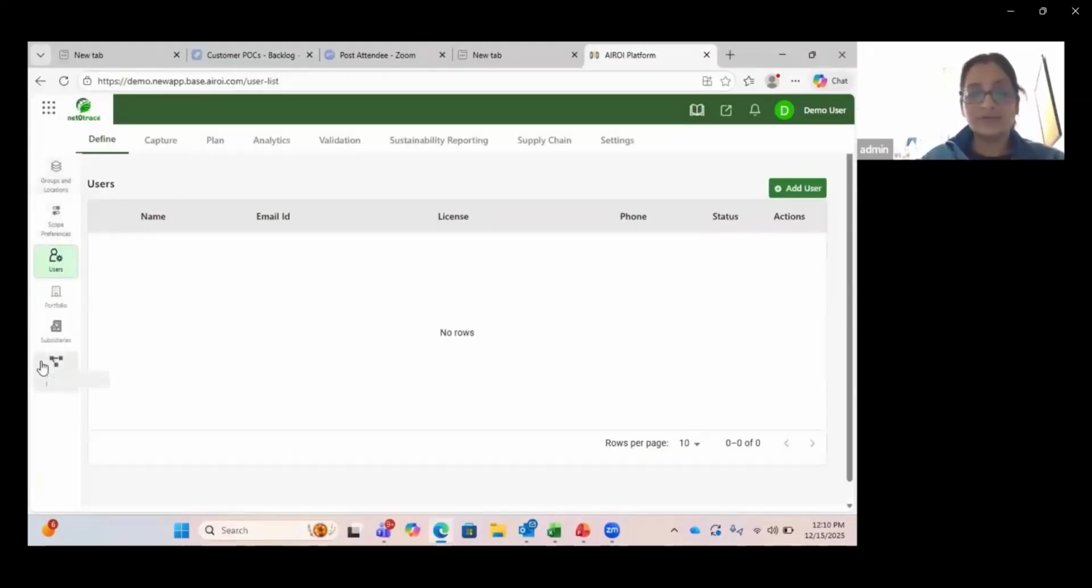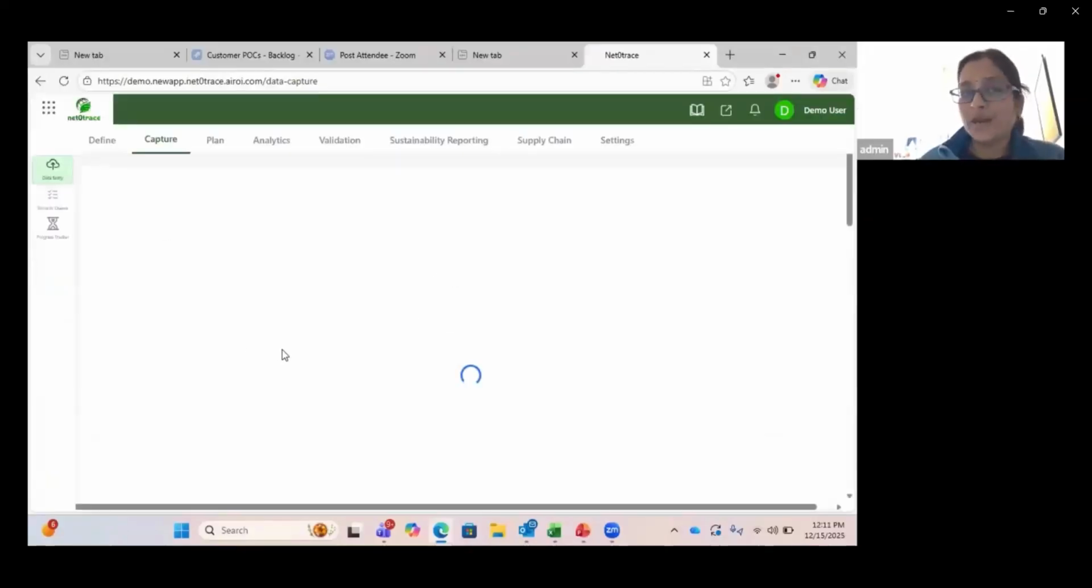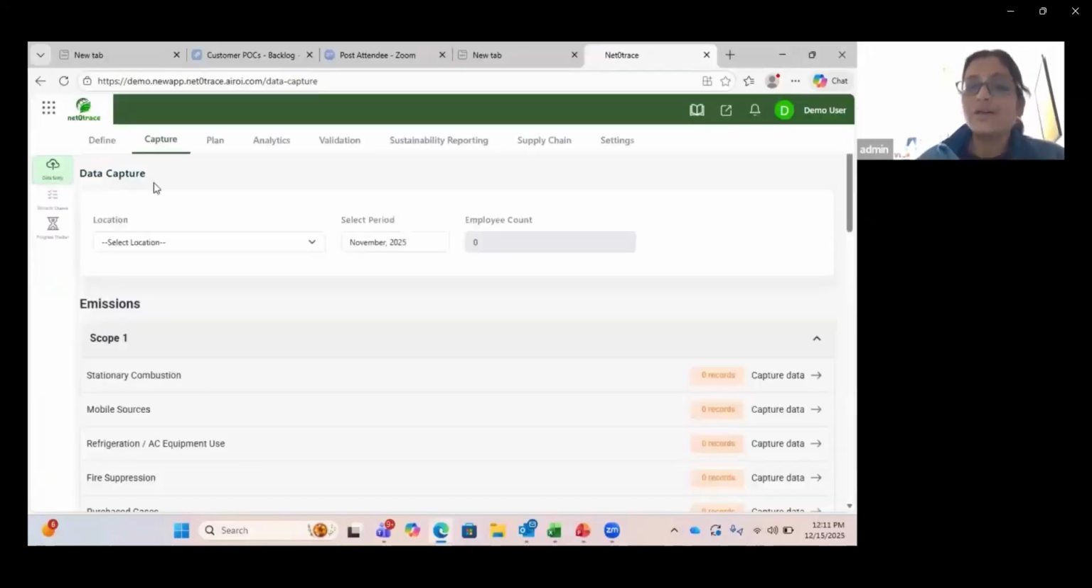This is the first step that we do. We create the company, we create what kind of scopes and emissions are applicable for them, and then we create the users for that organization. Once we cross this step, we train them on the platform, we create these users, we explain to them how the platform needs to be used, and then we get on to the step of data capture. So capture is the actual use of the platform. The capture feature is opened out to the users within the organization.